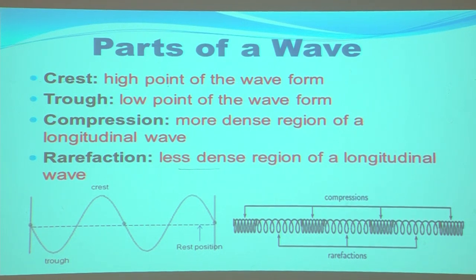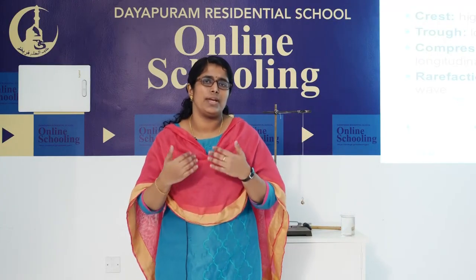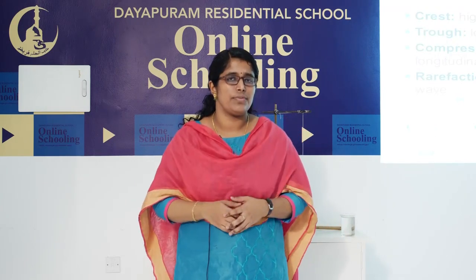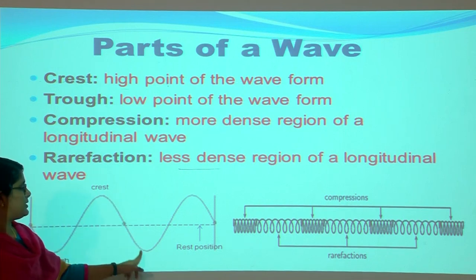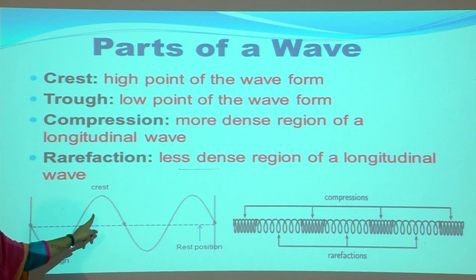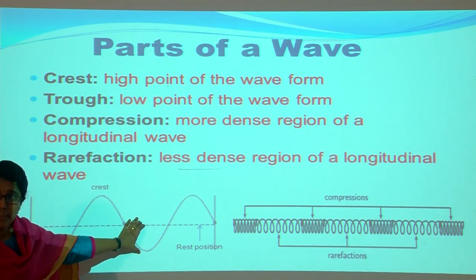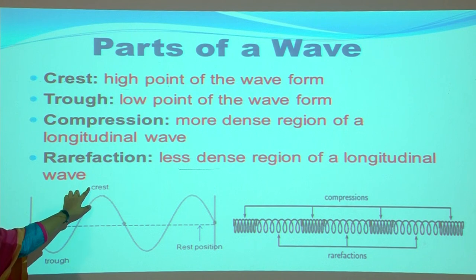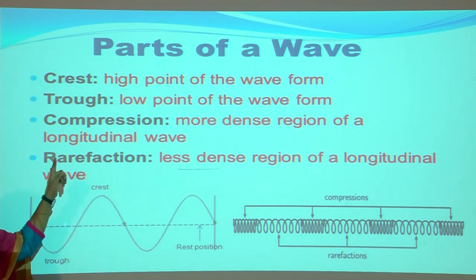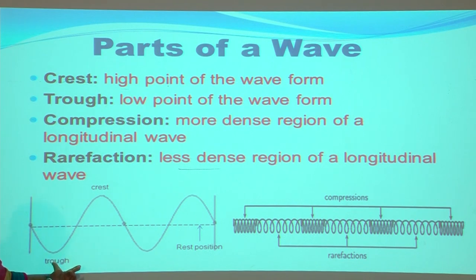Next, we will move on to the different parts of a wave. Any wave, whether it is a longitudinal wave or a transverse wave, has some important characteristics that we can explain. Let us see what they are. Can you see this wave? You can see different portions. Some regions are elevated regions, some regions are depressed regions. You can call the high points or elevated points of the wave the crest. The depressed portions or the low points of the wave are called the trough. So a wave is a series of crests and troughs.